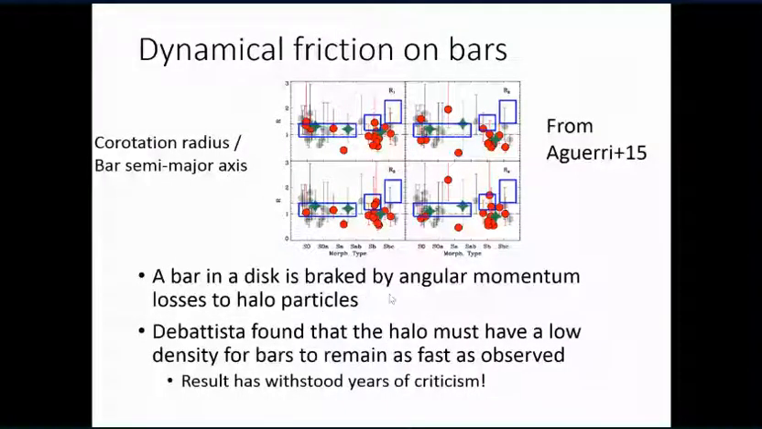high densities and the disk to have no mass. But de Battista was quite insistent that the only way you could achieve this was if you have a heavy disk and a low density halo. And people went after his result for numerical reasons for years, but it stood up well, and it's now, I think, pretty much accepted. So that was good for him. He stuck to his guns and got the result accepted.